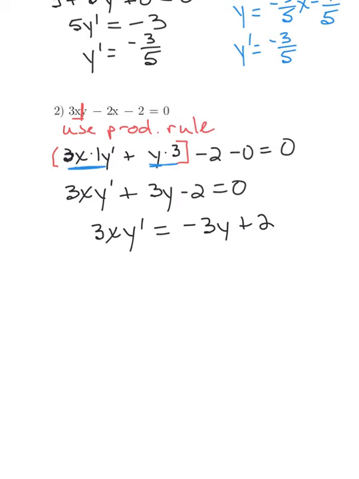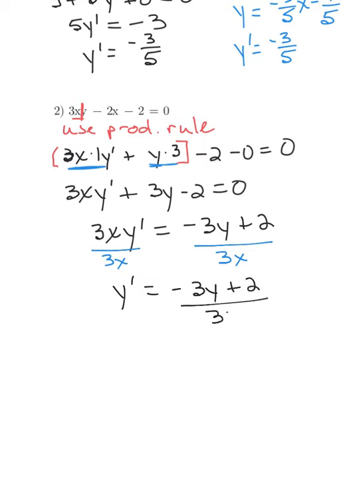I need to divide the y prime term by 3x to get it by itself, which means I also have to do that on the right side. So y prime equals negative 3y plus 2 over 3x is your answer. Do not simplify or cancel those 3's. The items in the top are being added, not multiplied, so you cannot cancel.